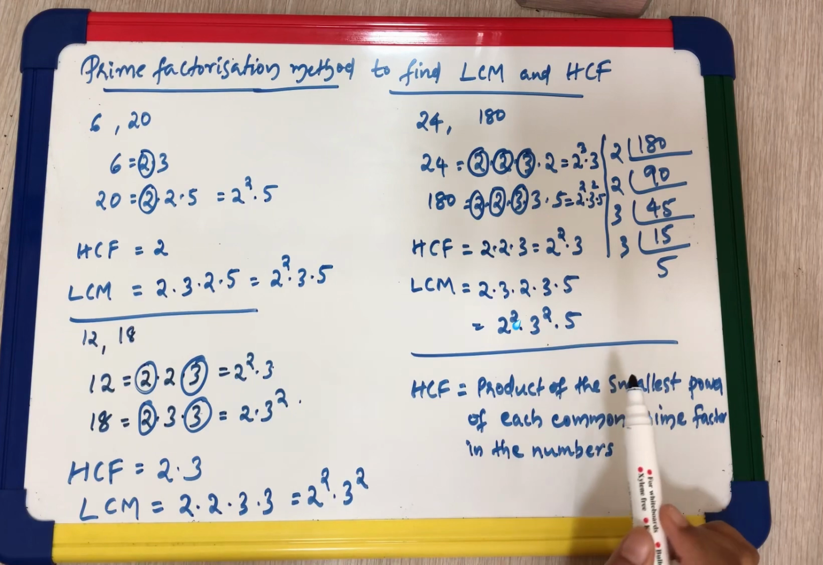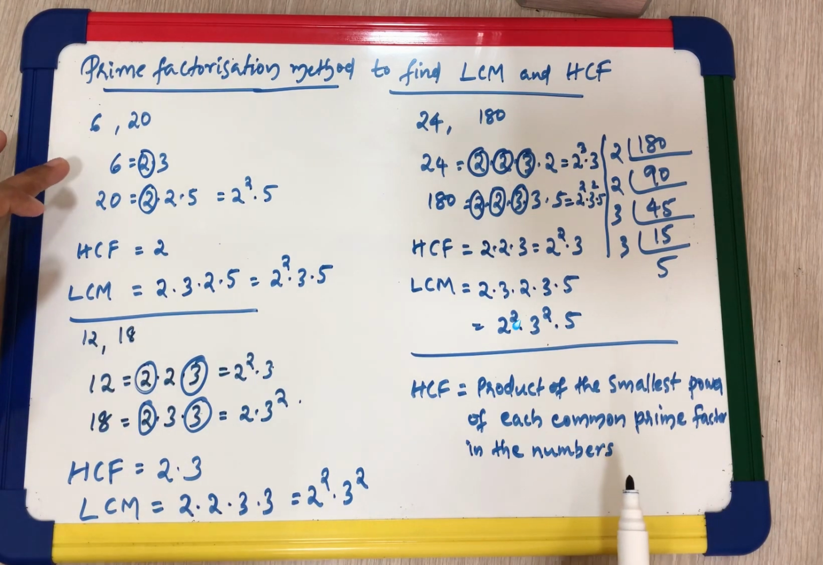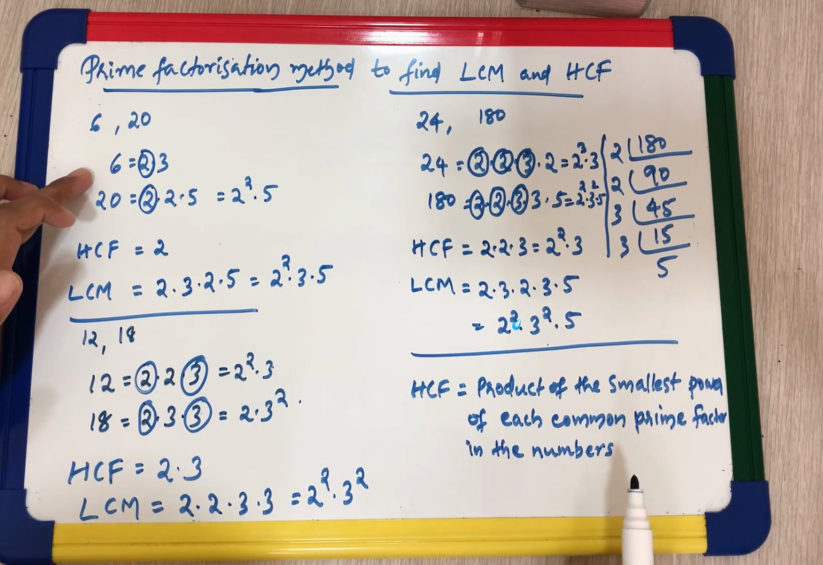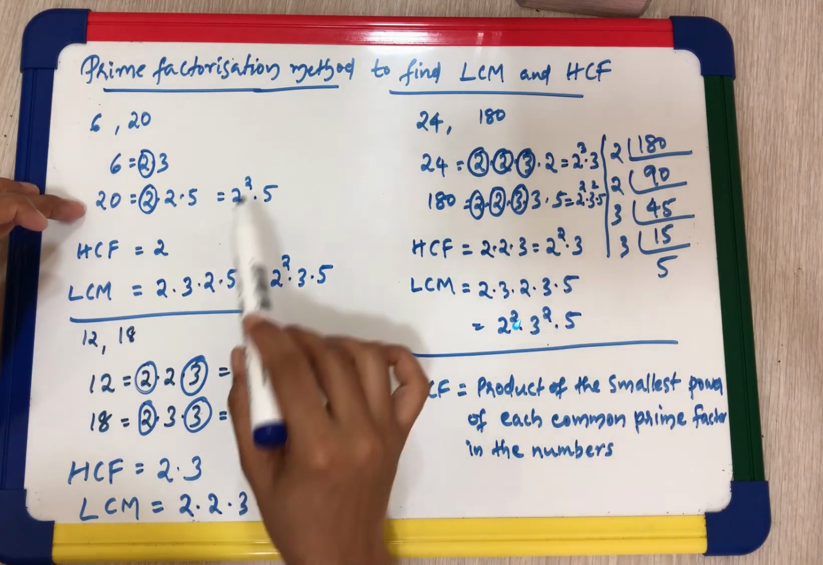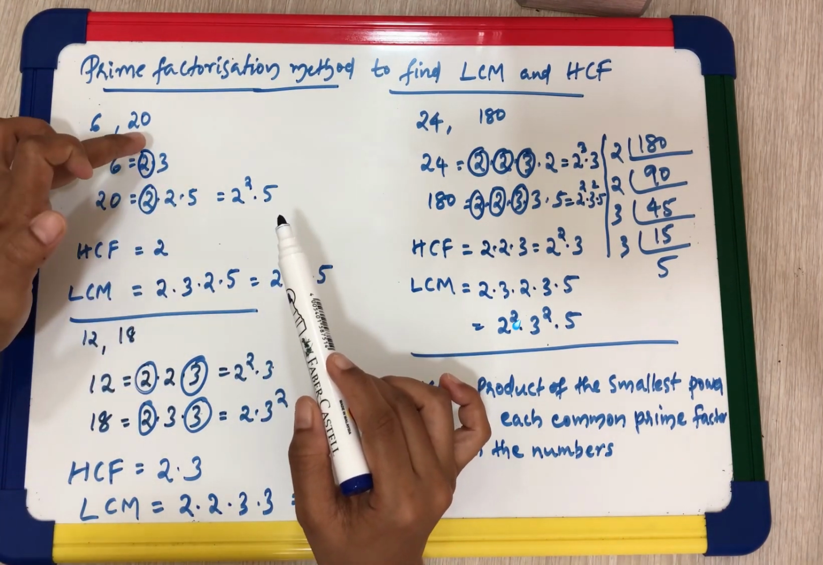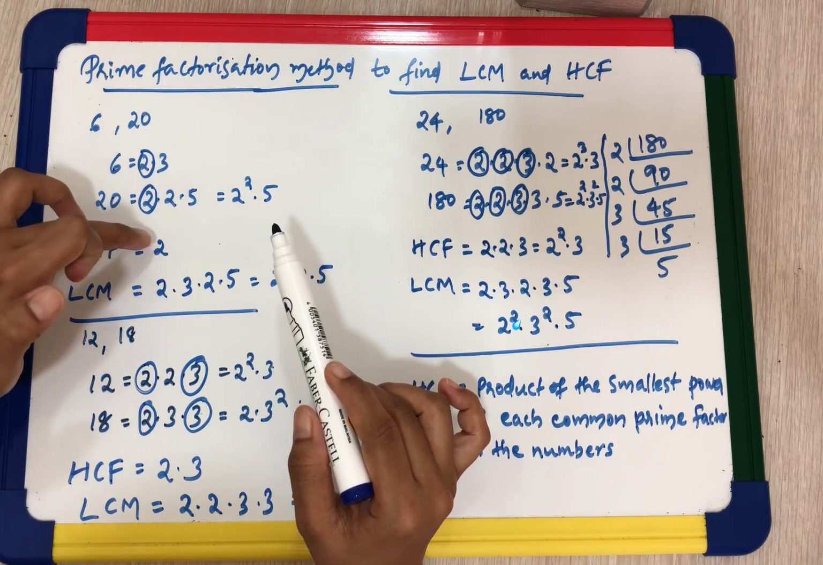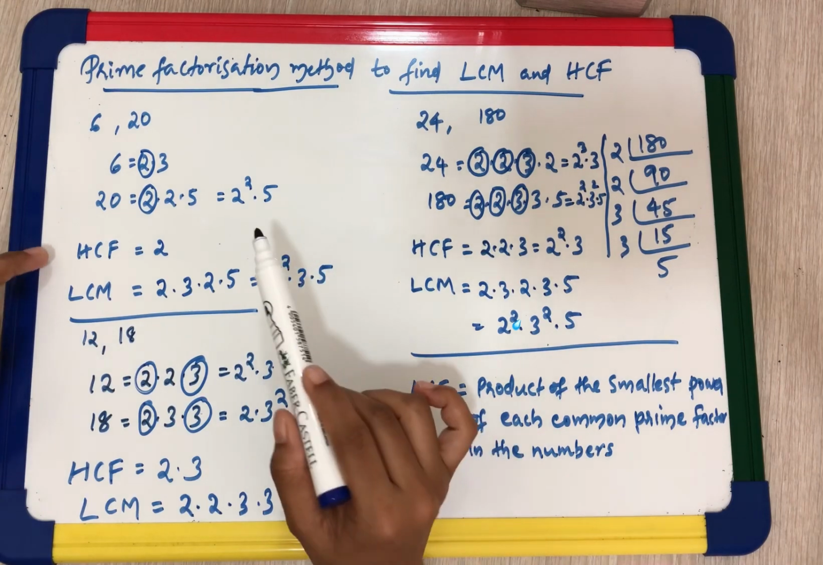From these examples, we can conclude a common result to find HCF and LCM. See, HCF is equal to the product of the smallest power of each common prime factor in the numbers. Here, the prime factorization of 6 is 2 into 3 and 20 is 2 square into 5. Therefore, the common factor is 2 and the least power of the common factor is 1. Therefore, HCF is equal to 2 raised to 1, or HCF is equal to 2.